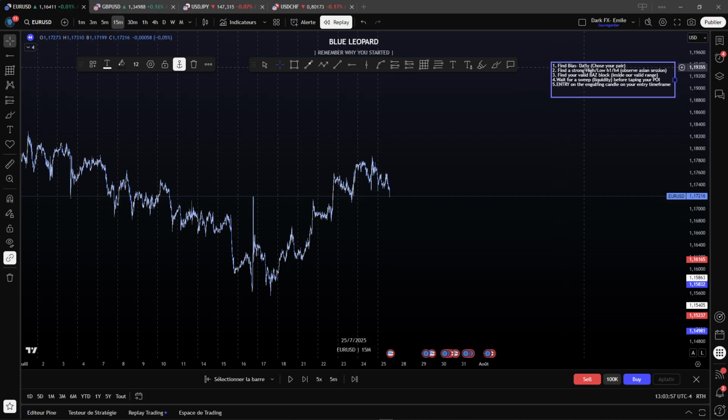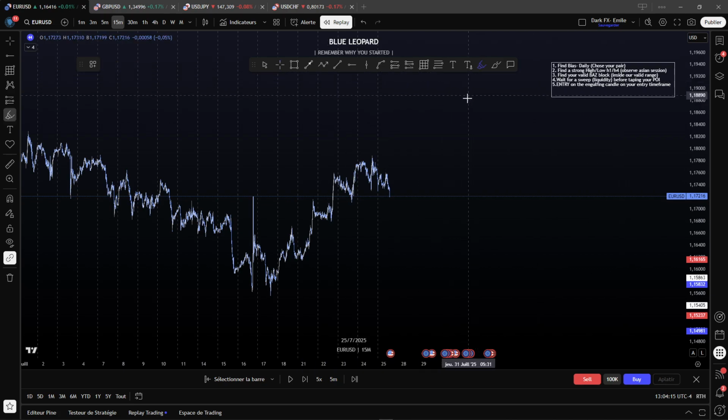First of all, you need to find the bias. We will use the daily time frame for that. It will help you choose a pair. You don't need to force a bias on a pair. You must find a clear bias. When you find the bias, then you can trade a pair.